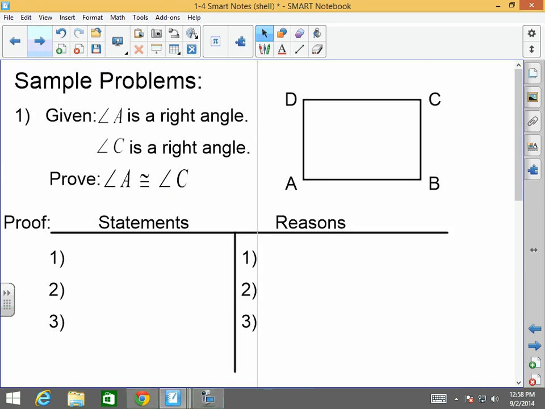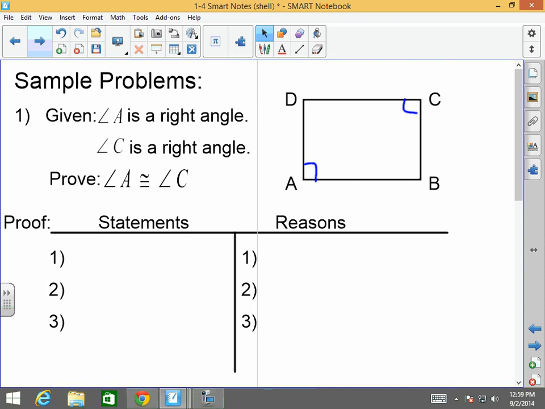Okay, boys. Given angle A is a right angle, angle C is a right angle. Prove that angle A is congruent to angle C, and they give us this figure. One thing that I always like to do is use the drawing to my advantage. A is a right angle, C is a right angle. It's visual. Now my goal is to prove that these two right angles are congruent. So let's knock it out.